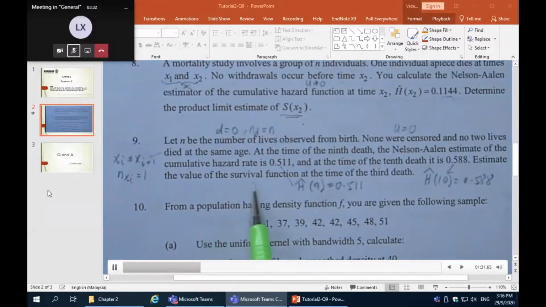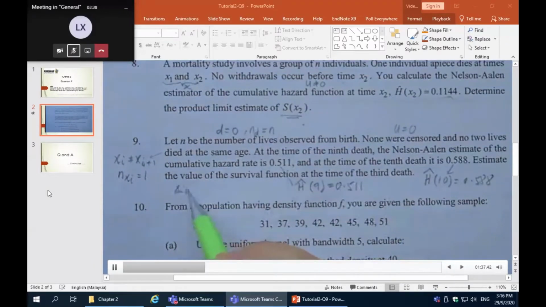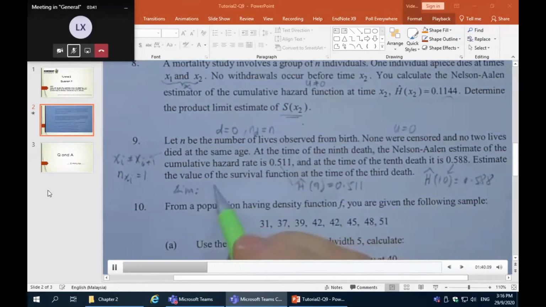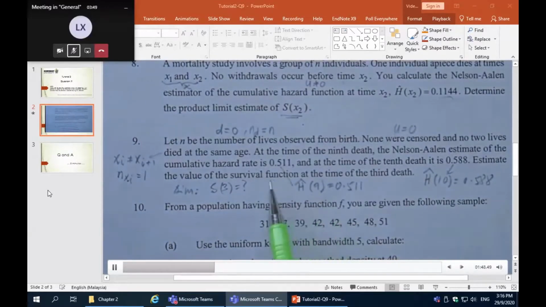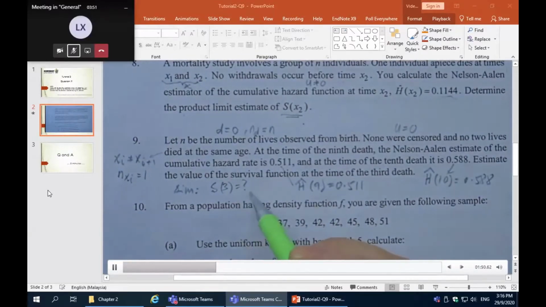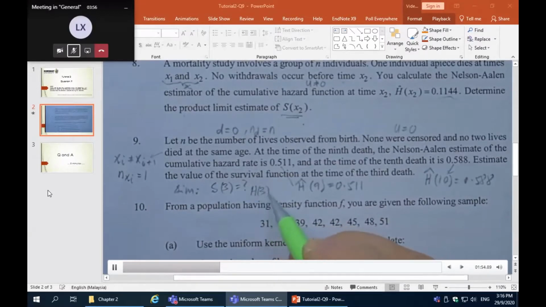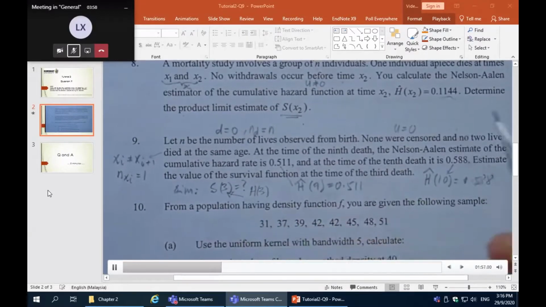Estimate the value of the survival function at the time of the 3rd death. So the aim is to find what is the survival at 3 by using the Nelson-Aalen. It means that we have to find the cumulative hazard rate at 3, then only we can solve this problem.